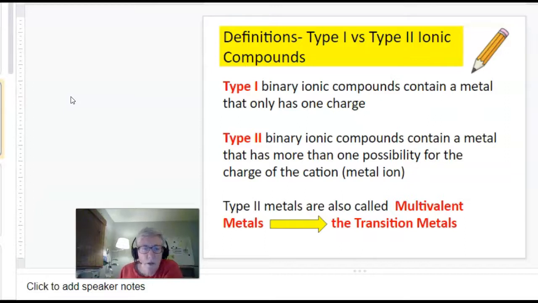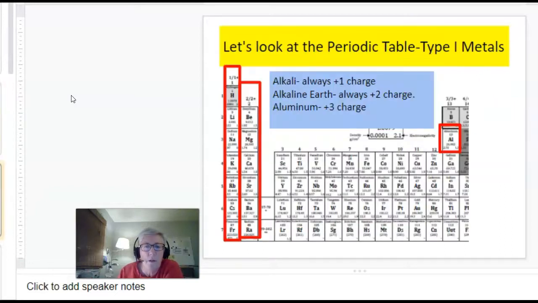Okay, so this is going to answer the big mystery, which I'm sure is keeping you up at night, about why the charges aren't written on that section of your periodic table for the transition metals. Okay? So why don't we just go for it here? First, let's look at the periodic table and go over the type 1 metals.